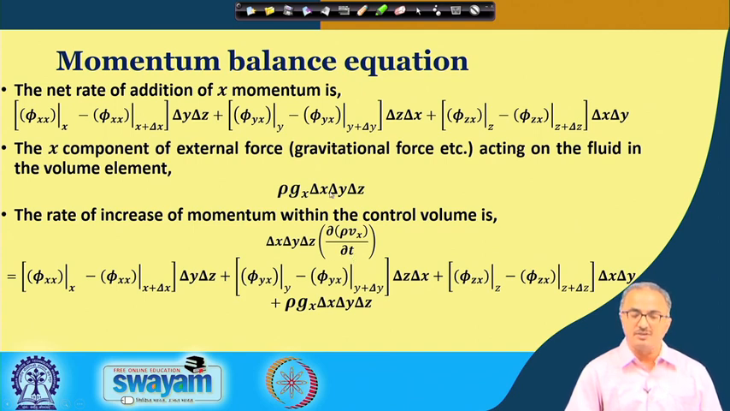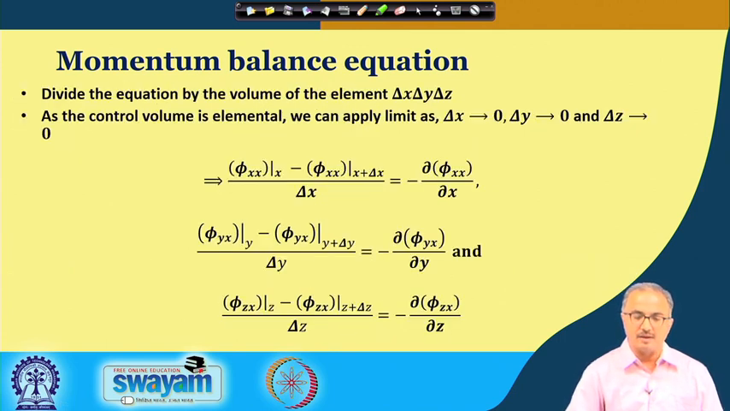Now, putting all these things together, we get this particular expression, and again we divide by delta x, delta y, delta z as we were doing earlier, and then take these limits to 0, and we find that all these difference equations are reduced to differential forms over here. And the only thing you should note is that in each of these cases the subscript is changing. This is xx, this is yx, and this is zx.